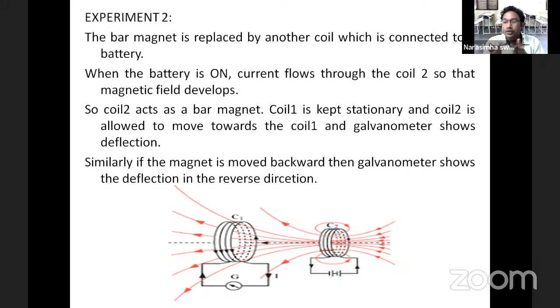If it is at rest, what does that mean? There is no change in flux; a constant flux is entering coil 1. If it is constant, there will be no change in the deflection, and no question of producing a current. Only coil 2 should be under motion. That may be towards or away, but it should be under motion. If it is at rest, there will be no deflection and no current. That's what we learned in the second experiment.